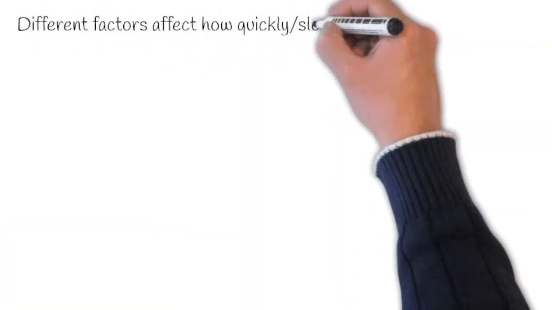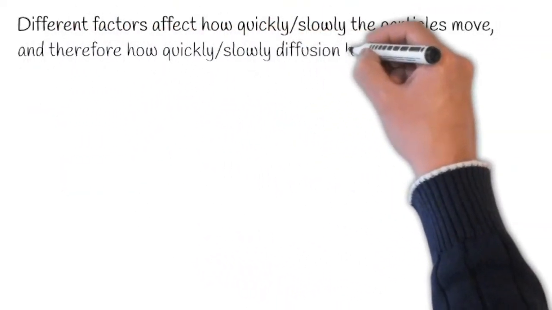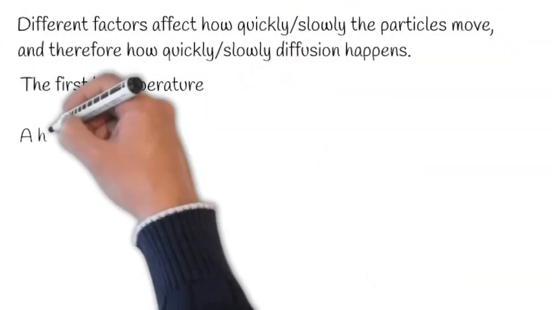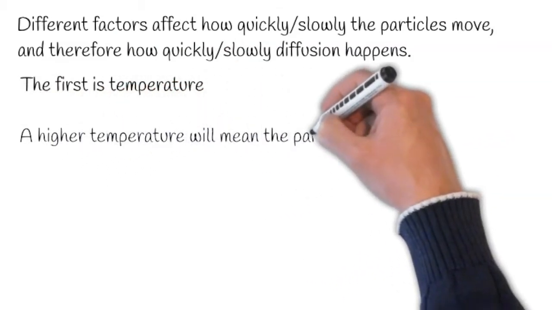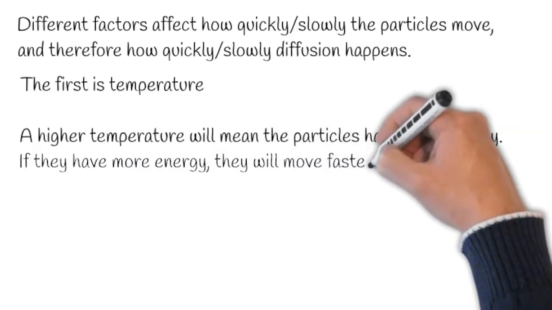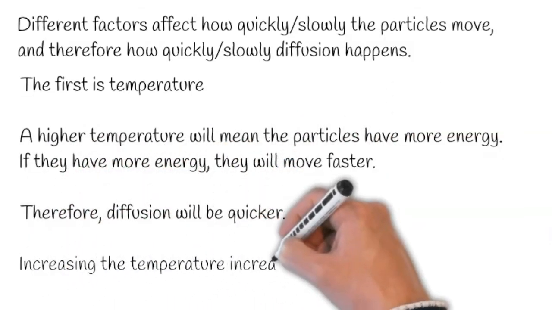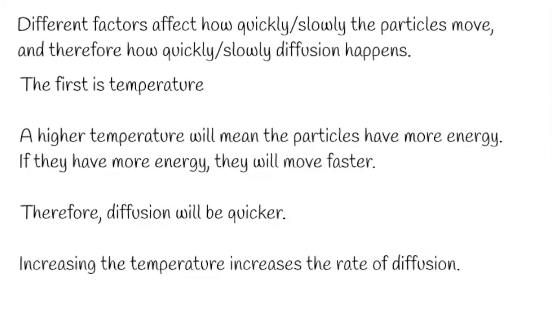Different factors affect how quickly or slowly the particles move, and therefore how quickly or slowly diffusion happens. The first is temperature. A higher temperature will mean the particles have more energy. If they have more energy, they will move faster. Therefore, diffusion will be quicker. Increasing the temperature increases the rate of diffusion.